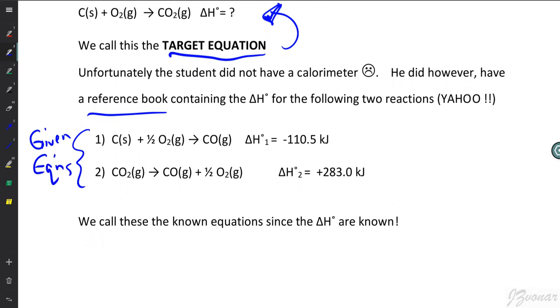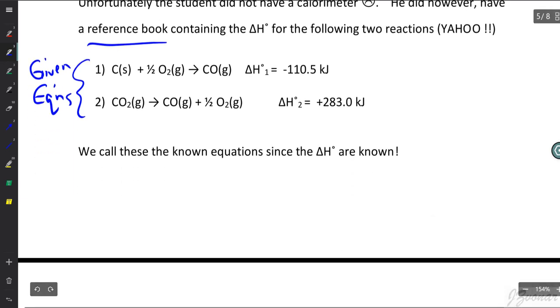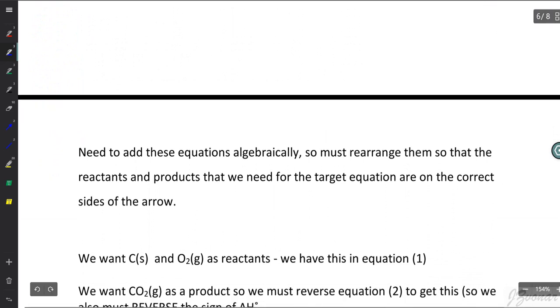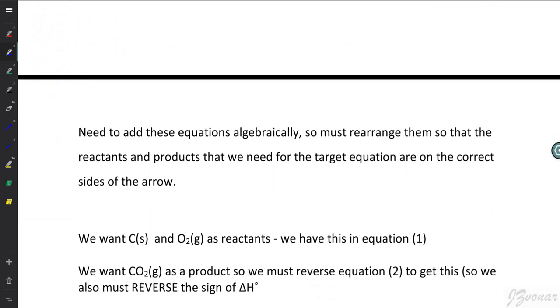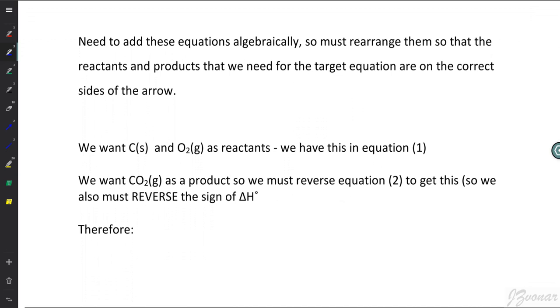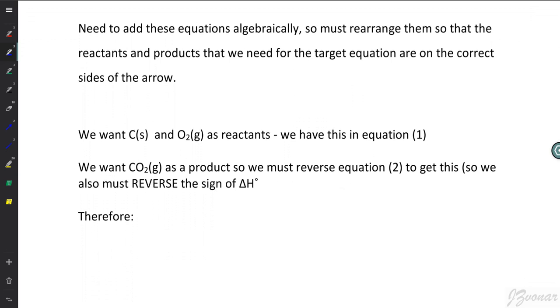And their delta H values are known because they were determined experimentally. All right, so equation 1 is negative 110.5 kilojoules, and equation 2 is positive 283 kilojoules. So now, to add these equations algebraically, we need to make sure that we arrange them so that the reactants and products that we need for the target equation are on the correct sides of the arrows. All right, so we want to make sure that carbon and oxygen are the reactants, and carbon dioxide is going to be the product.